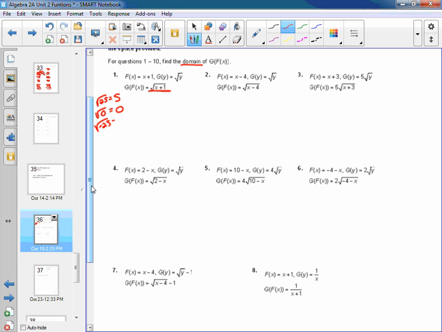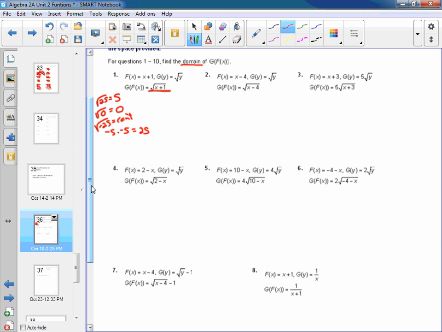Well, whenever you have a negative underneath the square root, you cannot take the square root of a negative number. There's no number times itself that will give you negative 25. You say, well, what about negative 5 times negative 5? Doesn't that equal negative 25? No, a negative times a negative is a positive.